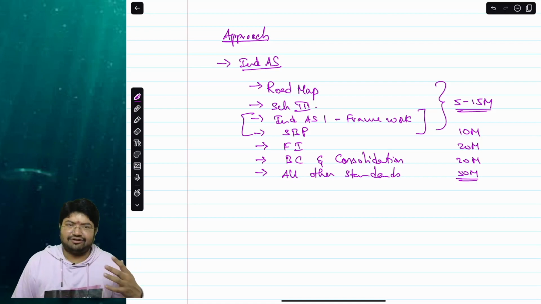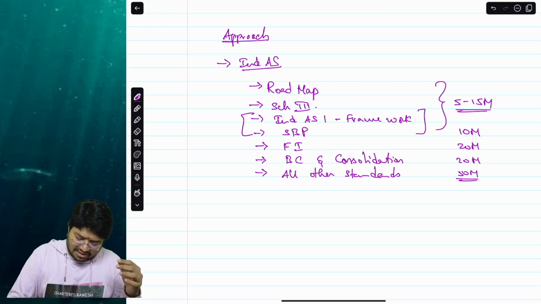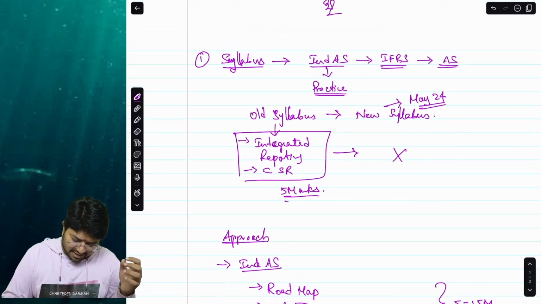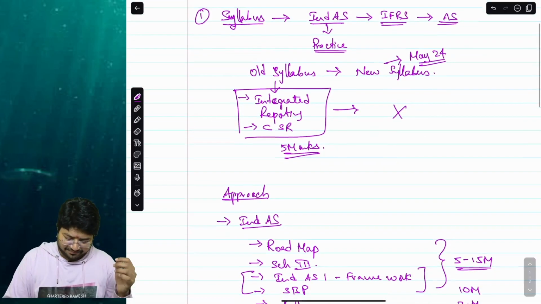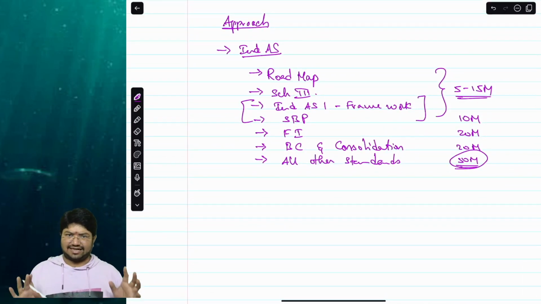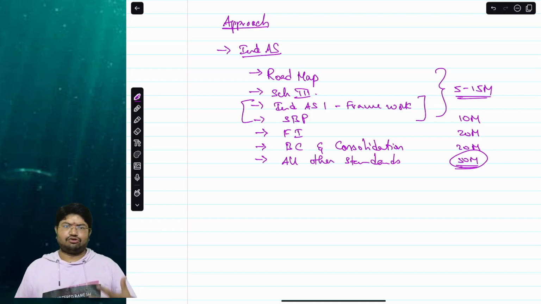So my gut feeling is that the extra 5 marks which were part of integrated reporting and CSR, I feel would get categorized into other standards. The thrust will be on other standards is what I personally foresee.